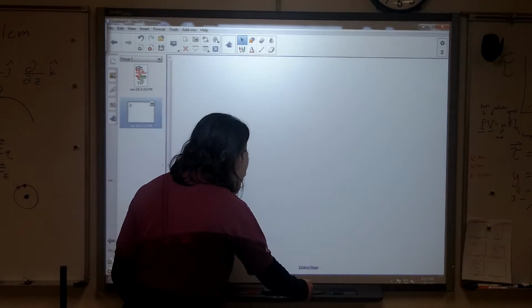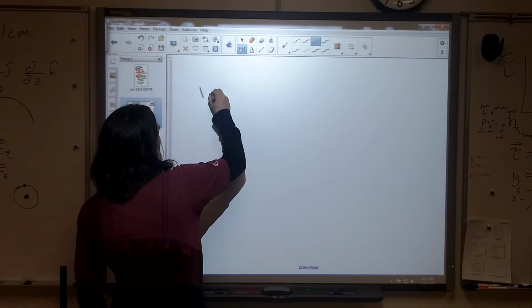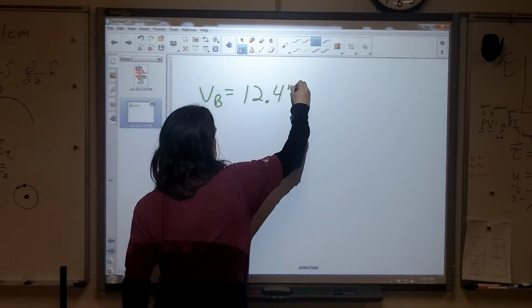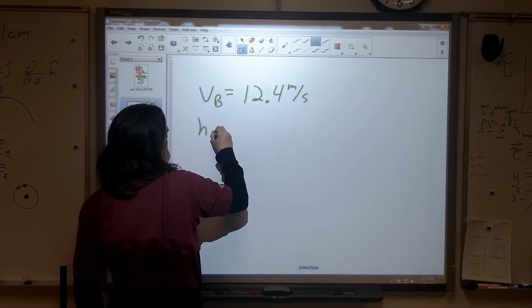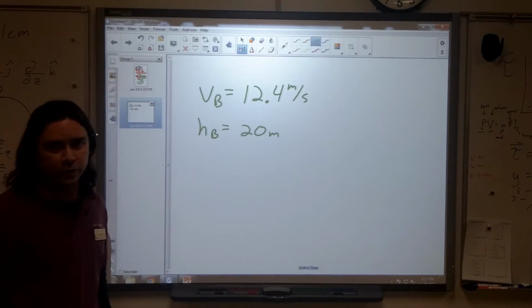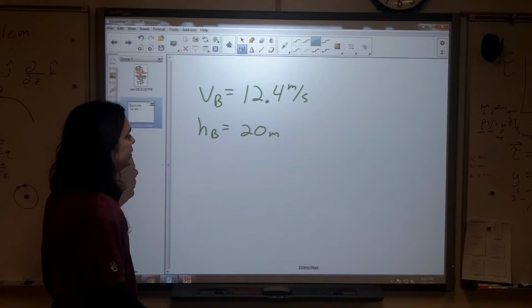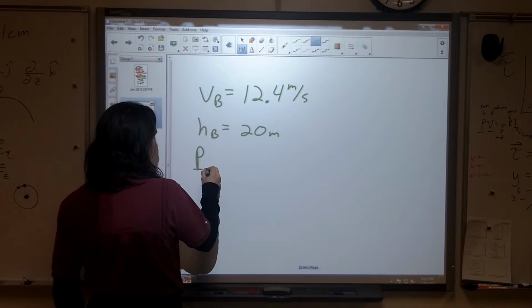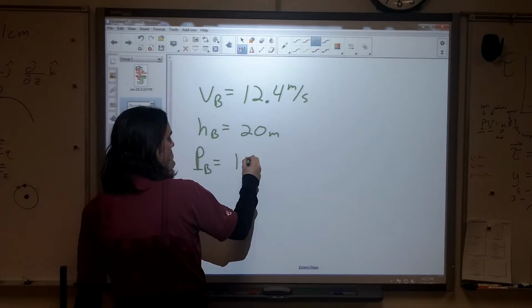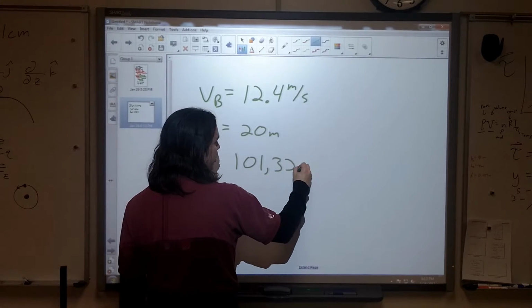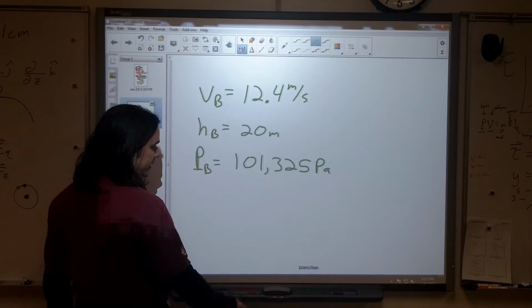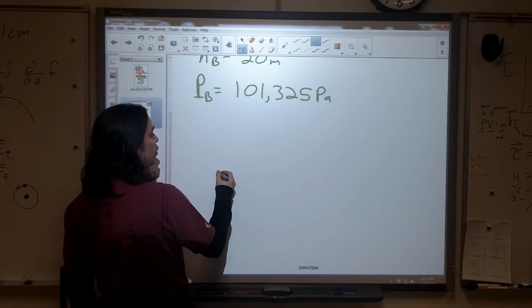All right, so let's find the new setup. We know that we want the velocity at B to be 12.4 meters per second. We want our height at B, well, it's not about want, it's where the shower head is. It's about 20 meters up. And we know that the shower is still spraying water out into the air, so the fluid pressure will be 101,325 pascals.